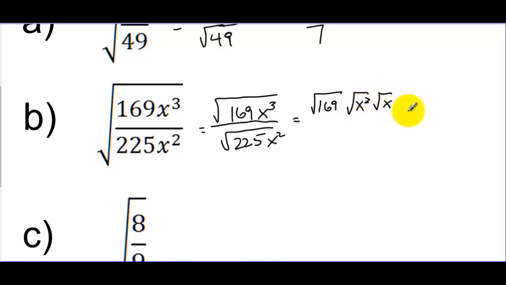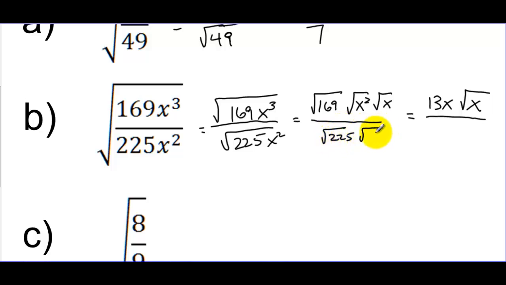Okay, and then when I simplify the numerator, I know the square root of 169 is 13. The square root of x squared is x to the first, which I can just write as x, and I can't do anything with this extra x, so I'm going to leave it right there. Okay? And then the same thing's going to happen on the bottom: the square root of 225, and separately, the square root of x squared. And in both of these cases, I don't need to break them down. The square root of 225 is 15, okay? And the square root of x squared is x. Okay, so that's as simple as it gets.